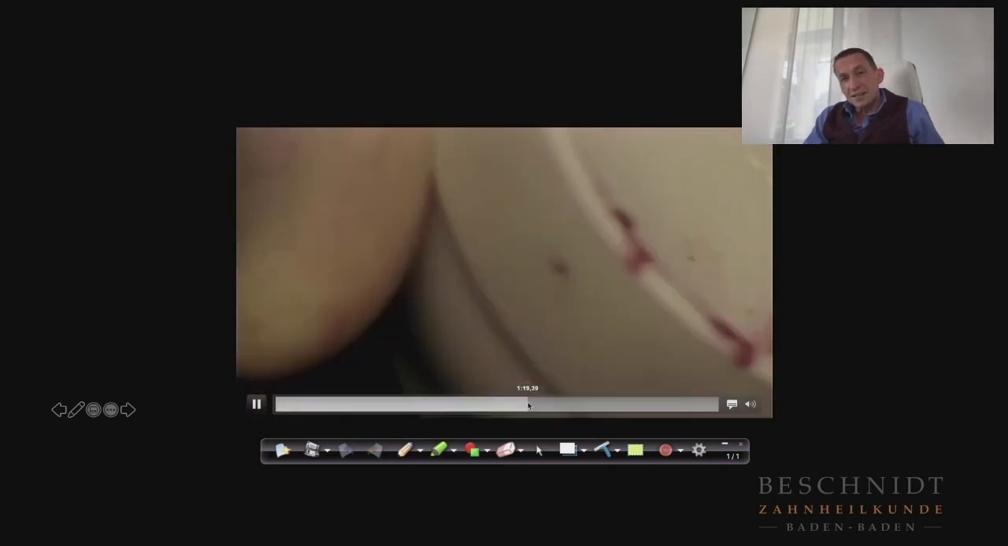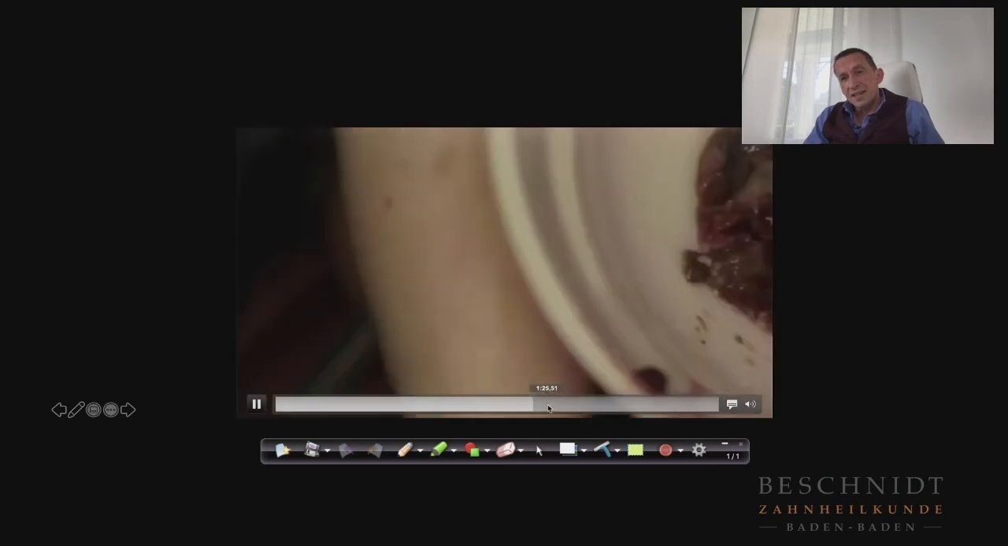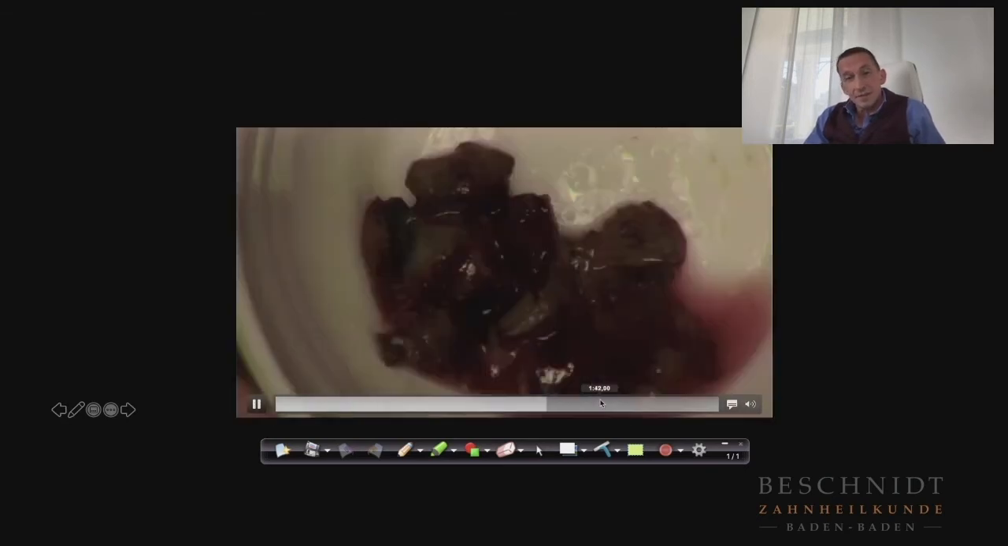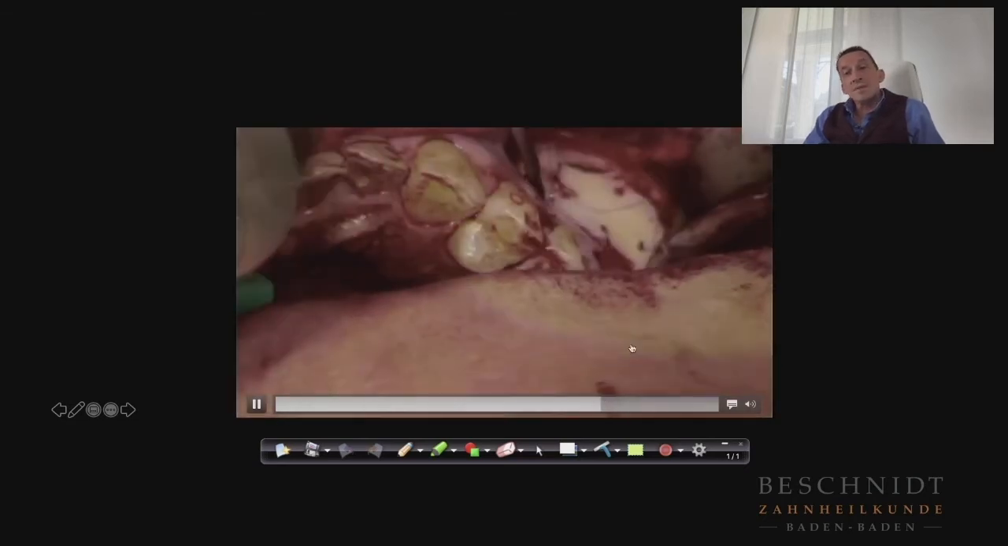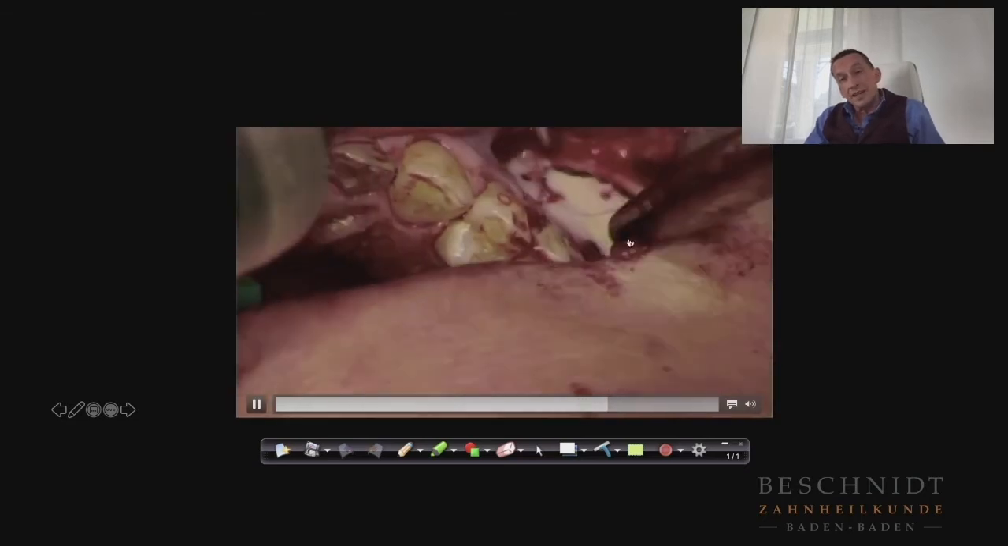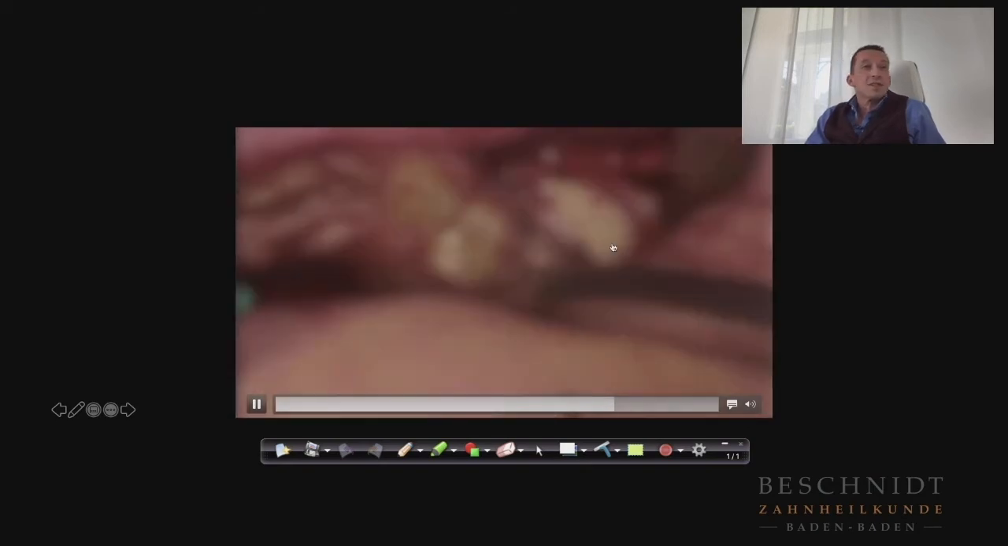Then you rinse the sinus. This is what I got out. You rinse the sinus after that with disinfection material. And now I'm suturing in the buccal bone plate again with resorbable sutures.